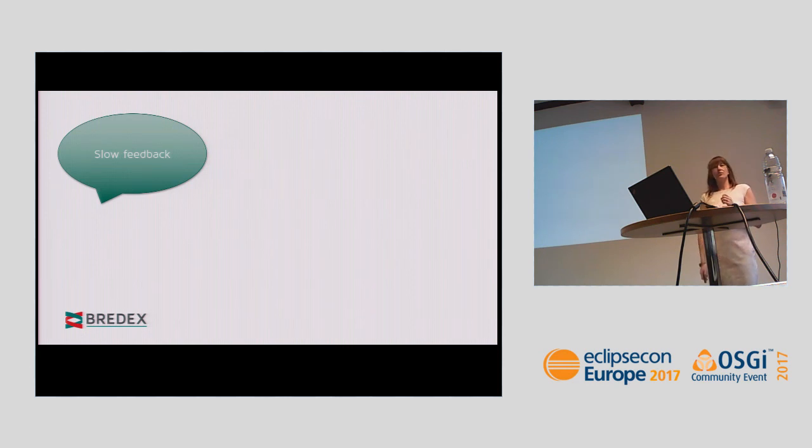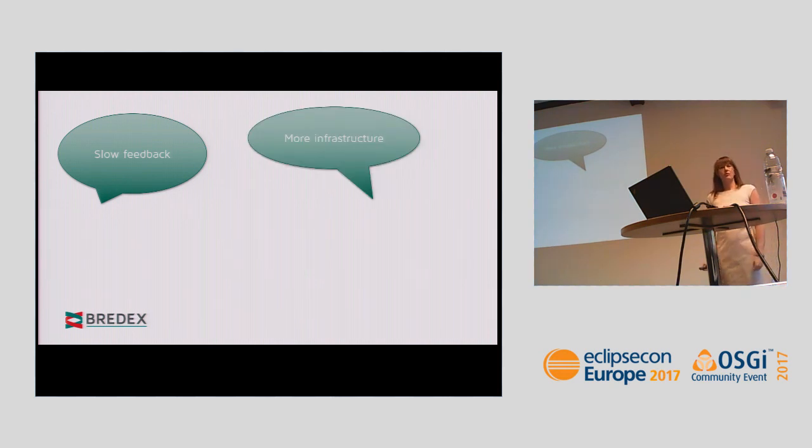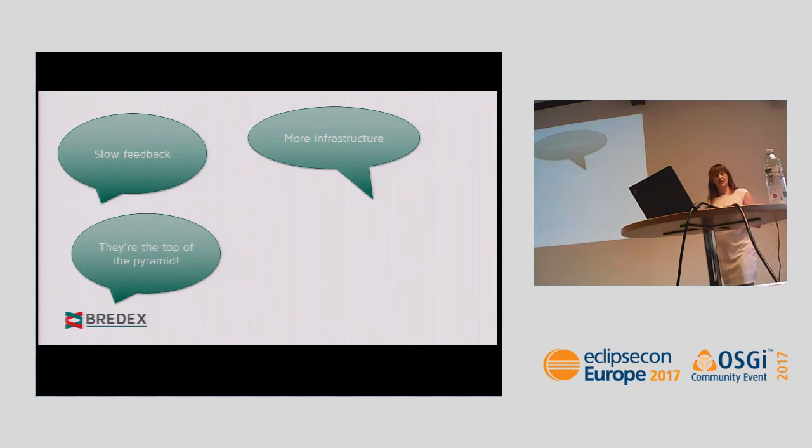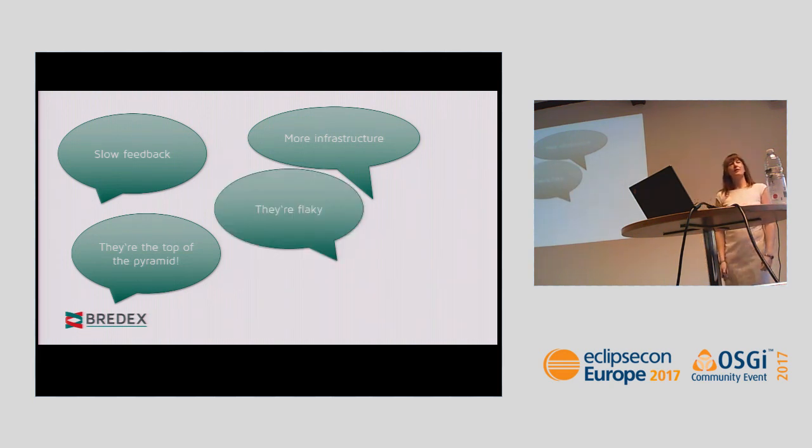UI tests give us such slow feedback. We have to wait for ages and ages. They're much slower than unit tests. We need more infrastructure for them. You need a VM, you need to fire up the UI, you probably need keyboards and all of these kind of things, stuff that I don't need for a unit test, for example. For any of you who know the testing pyramid, unit, service, UI, they're at the top of the pyramid. They're not as important. They're flaky. They always break, and then we don't know why, and people are nodding. Yeah, these are things that we hear, right?